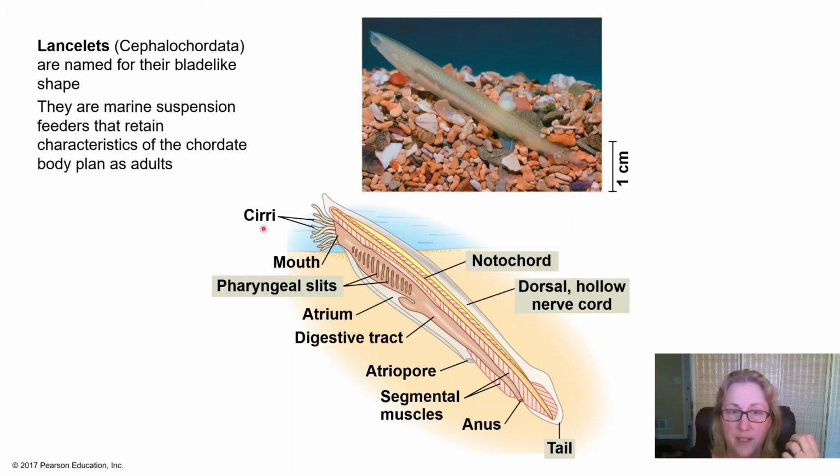There are the cirri here at the mouth opening, which trap small food particles for them to eat and filter out larger things that they don't want to get into their digestive tract. And they have a one-way digestive tract. They have a tail, and they swim. They sort of look like little weird headless fish when they swim.